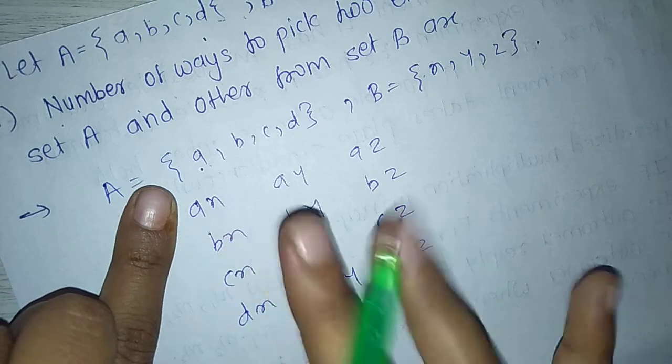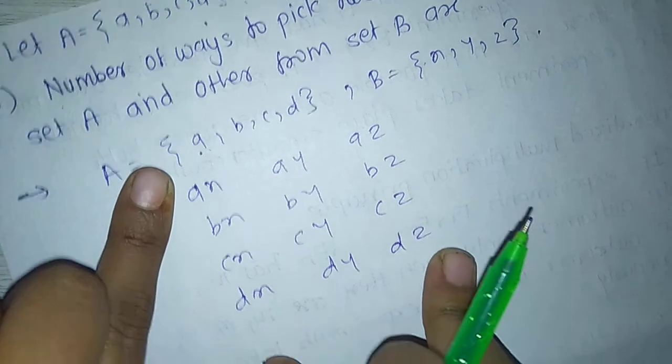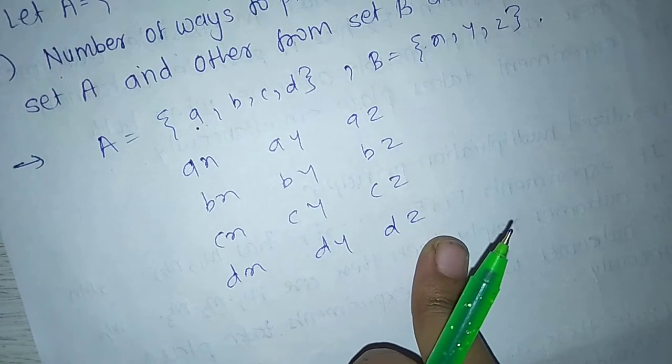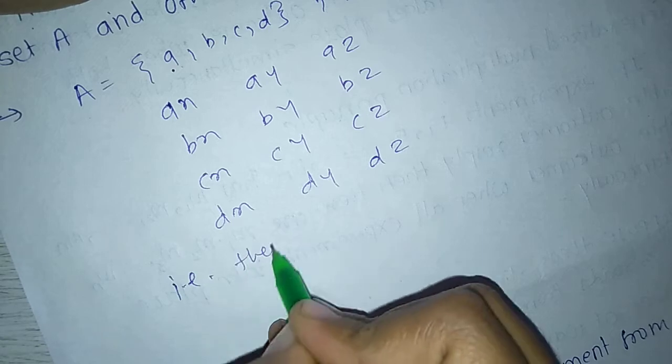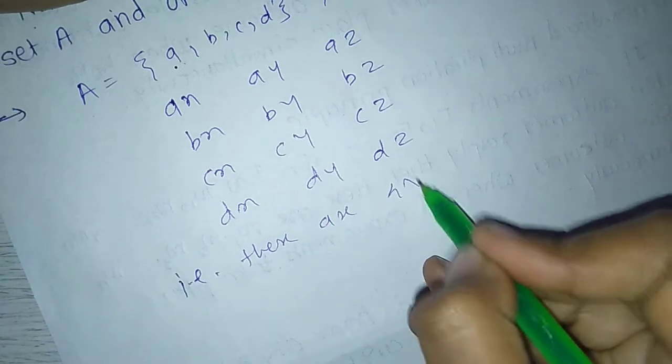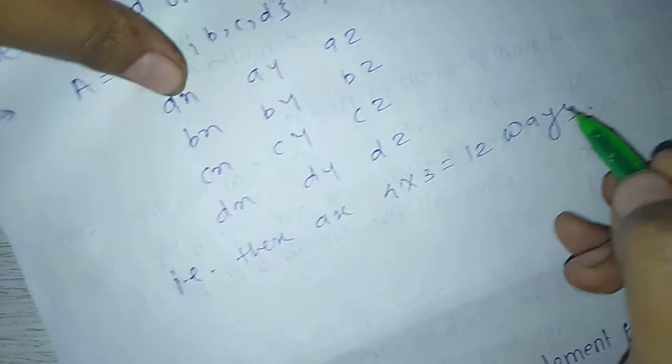Means the total number of elements is 3 into 4. There are 12. That is, there are 4 into 3 equal to 12 ways.